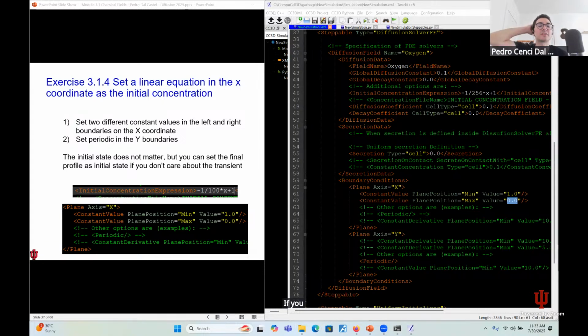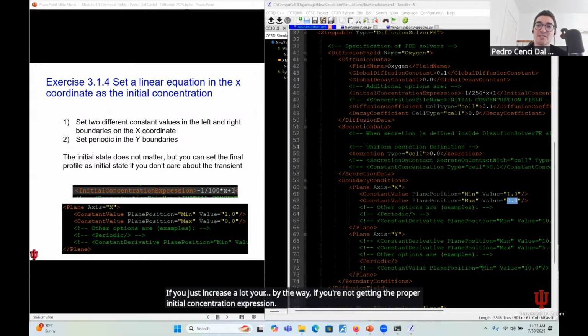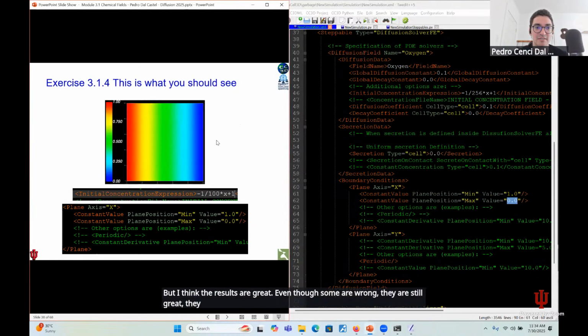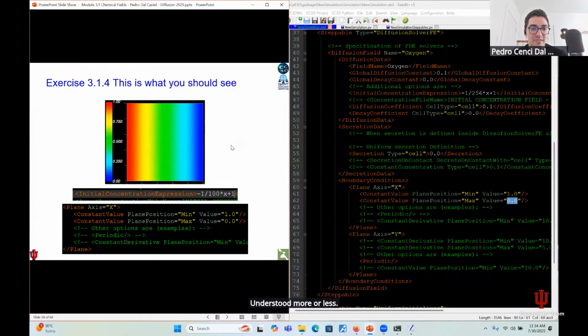By the way, if you're not getting the proper initial concentration expression, if you just increase your global diffusion constant a lot, to like 10, it's just a matter of time until you get the appropriate linear gradient. But I think the results are great, even though some are wrong. They are still great. They show that you guys understood more or less what to do.